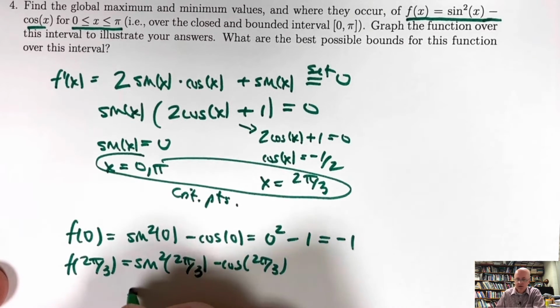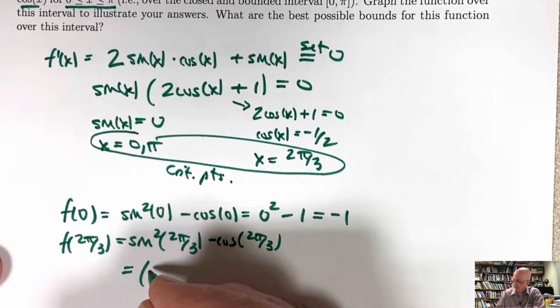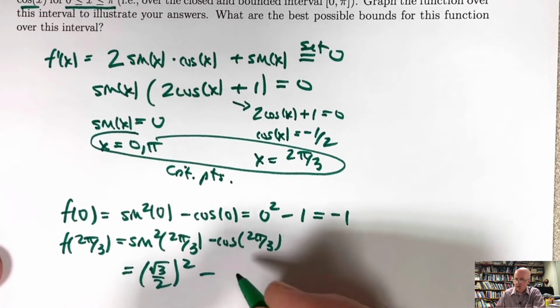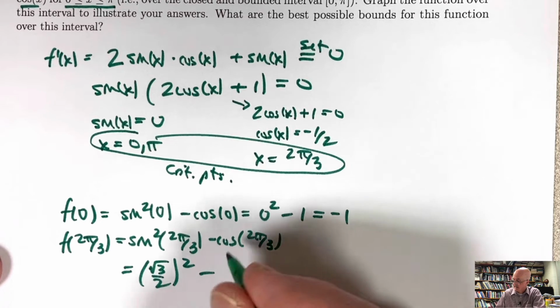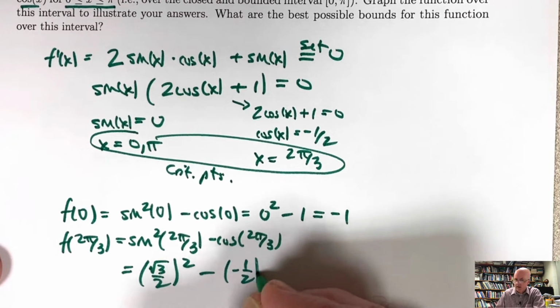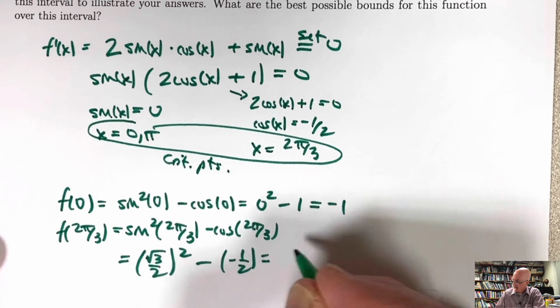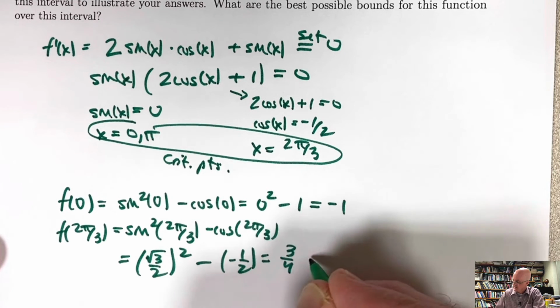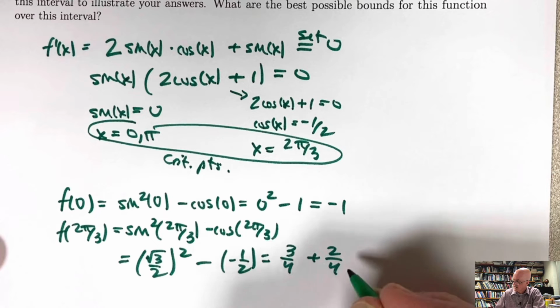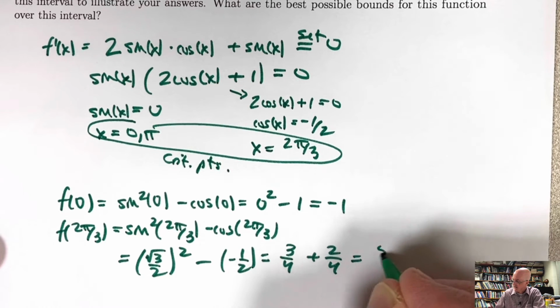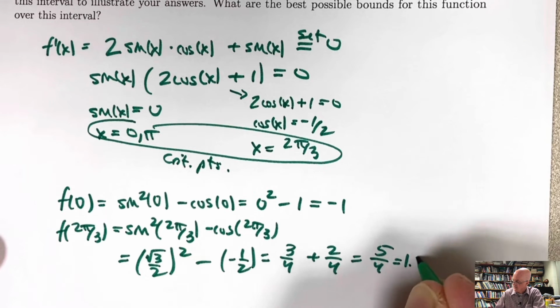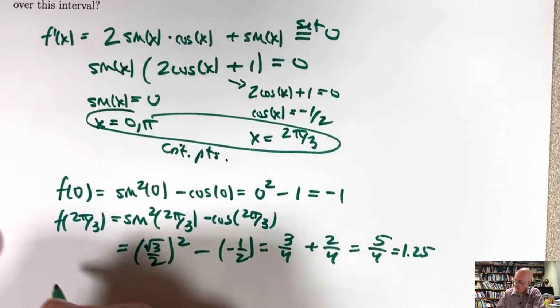Using memorized values, sine of 2 pi over 3 is square root of 3 over 2. We're squaring that. And cosine of 2 pi over 3, as we've already seen, is negative 1/2. So when you square that, you get 3/4 plus 1/2, which is 2/4. And that gives us 5/4, or 1.25, for f of 2 pi over 3.